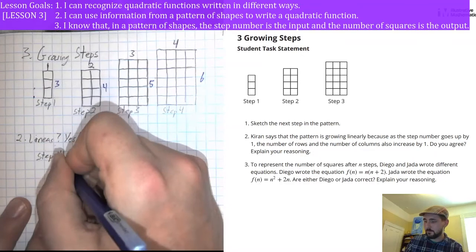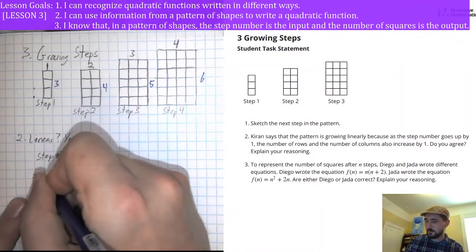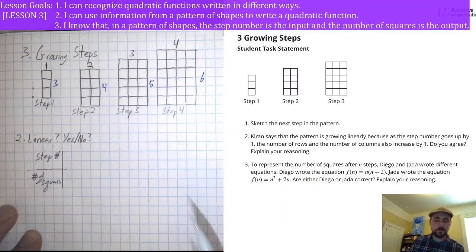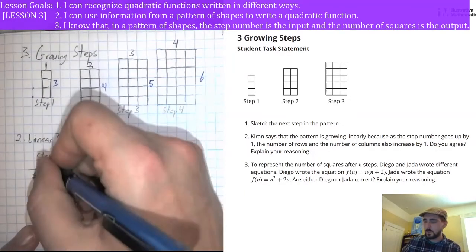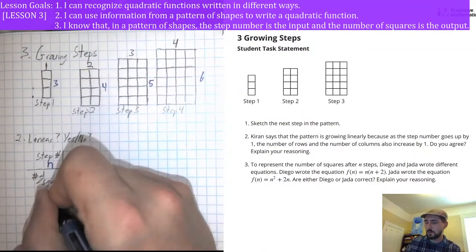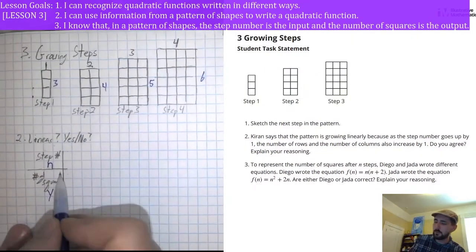Step number, of squares. And remember from the previous problem, they wanted us to give these letters. So let's think about these letters that we might use. Step number, we used n. And number of squares, we used y. We might use something different, but just something to keep in mind.